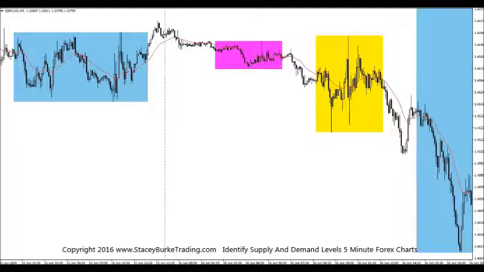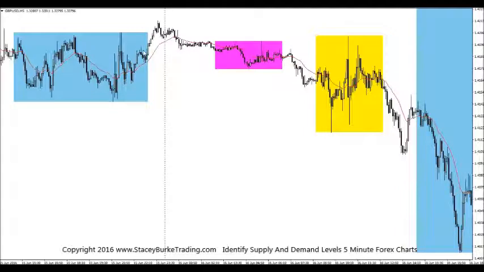Just a short quick video on how you can use the US and Asian sessions to help identify order flow and your demand and supply levels prior to the London Open. So we're going to just go through a few days, and I've got the 5-minute charts up here. There's a 20 EMA on the chart.